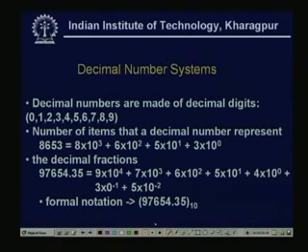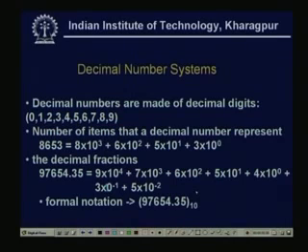So this is 3 into 10 to the power minus 1, then 5 into 10 to the power minus 2, and in formal notation we can write 97654.35 when the number system is 10. Now this 10 we define as the base or radix.